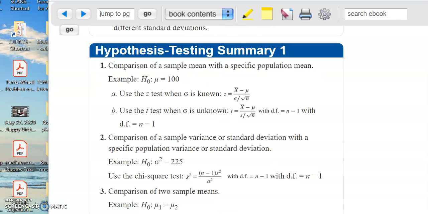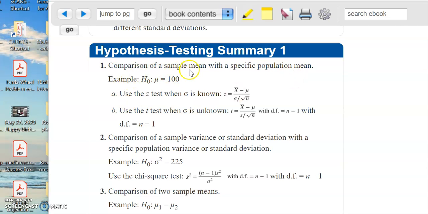Okay, so here we are back at the summary page. It's page 545 of the 10th edition. It'll be a different page in the 9th edition if that's the one you're using, but you'll be able to find it. It's at the end of chapter 9. Okay, so this is concept number 1, or item number 1 here. We're comparing a sample mean with a specific population mean.